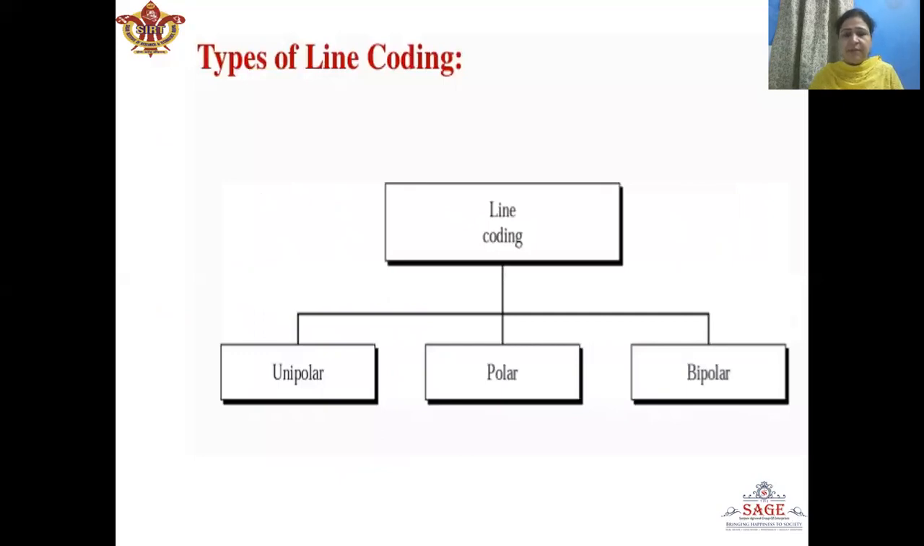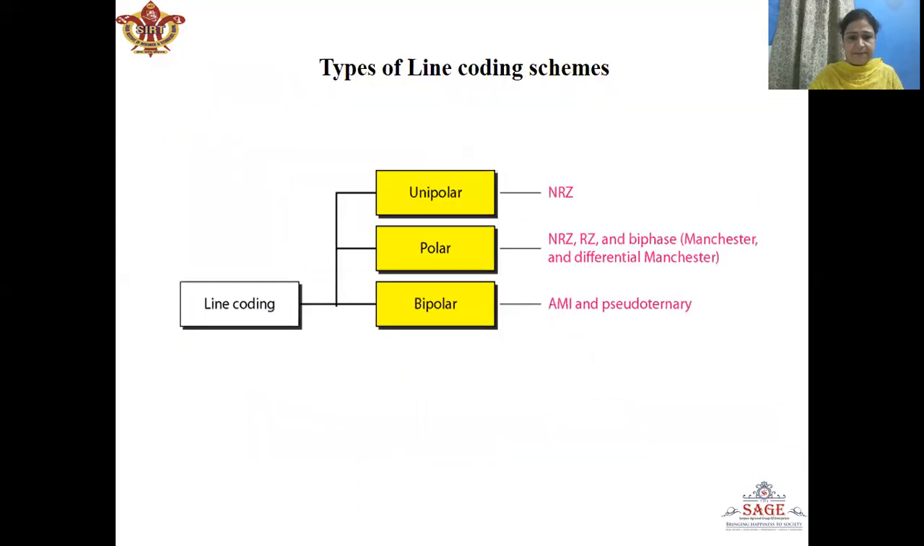Now, coming to the classification of line encoding methods. There are three types of line coding methods: unipolar, polar, and bipolar. Now we will see all these three methods in detail. The unipolar method is defined as NRZ, which is the non-return to zero method. The polar method is again of three types: NRZ, which is non-return to zero; RZ, return to zero; and biphase.